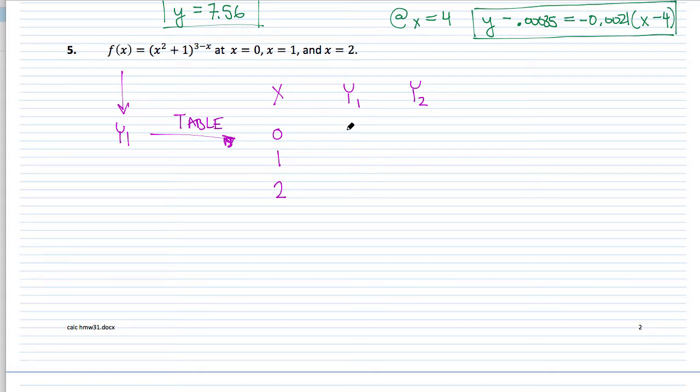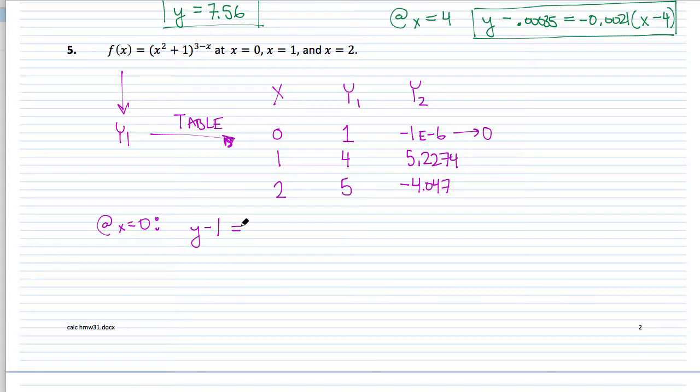And from my table, I get the following values. My y1 at x equals 0 is 1, and my y2 is negative 1 e negative 6, which, if it's to the negative 6th, we're going to go ahead and say that's 0. Then at 1, we have a y1 value of 4 and a y2 value of 5.2274. And then at x equals 2, we have a y1 of 5 and a y2 of negative 4.047.